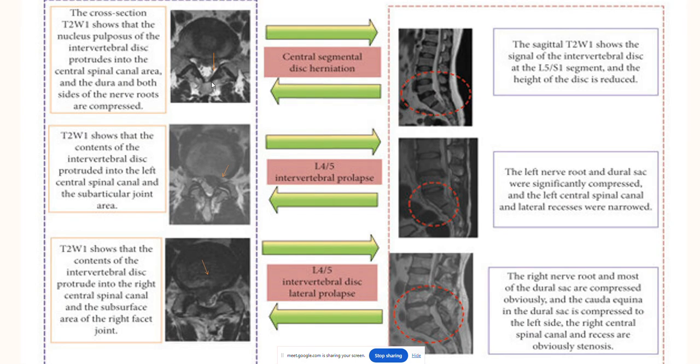So radiographic appearance, central segmental disc herniation. On axial image, this one shows that the nucleus pulposus of the intervertebral disc protrudes into the central spinal canal area, and the dura and both sides of the nerve root compress. On the sagittal image, the T2 shows the signal of intervertebral disc at L5S1, and the height of the disc is reduced.